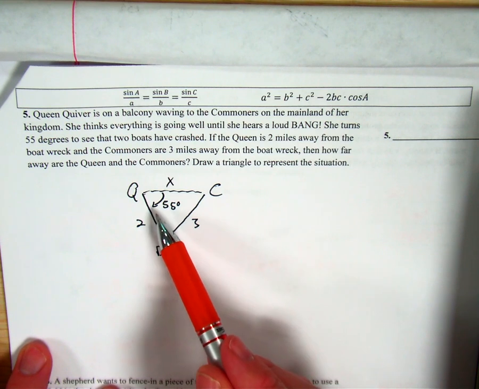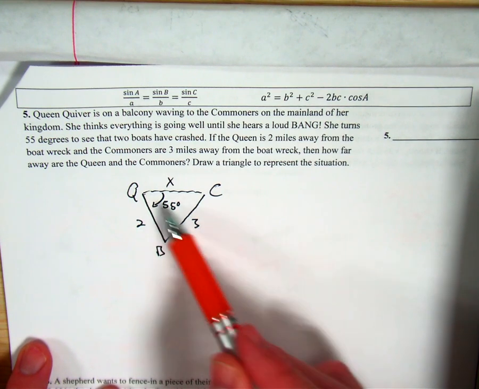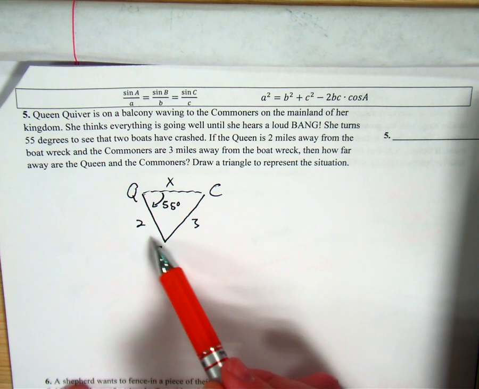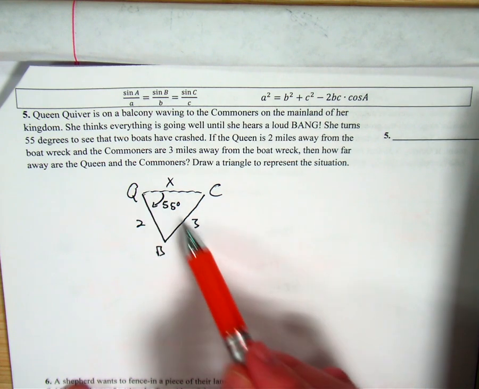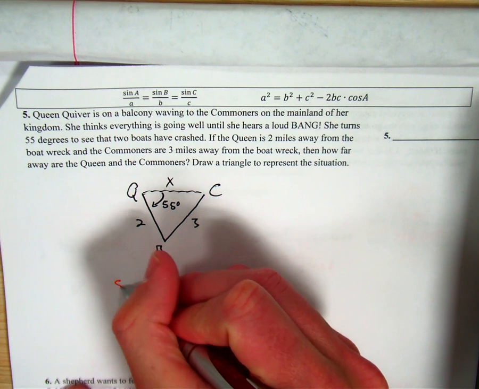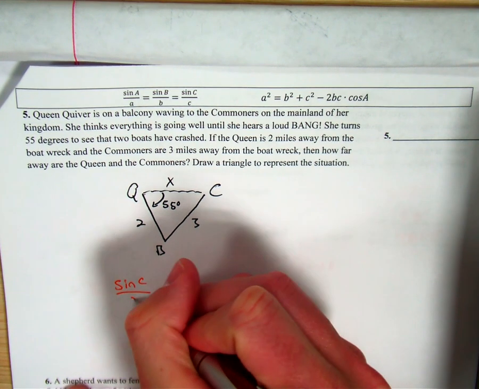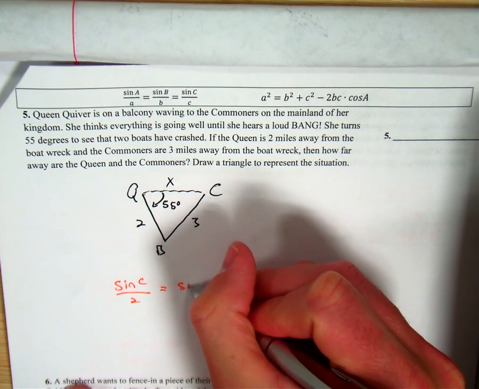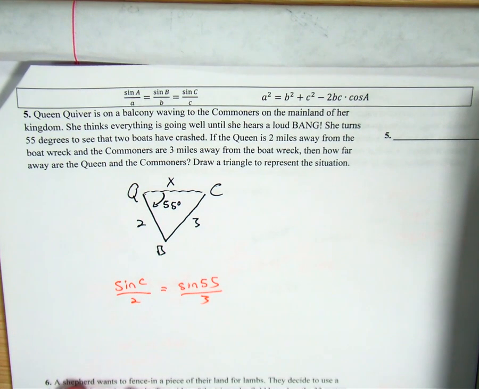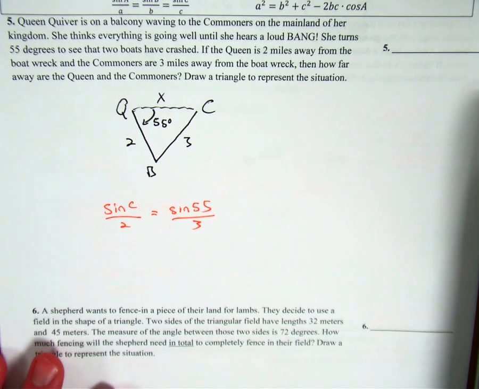So we got 55 degrees across from 3. They got a matching set, an angle and a side. So let's go for law of sines. The only other piece of information we have is side 2 across from C. So we're going to get angle C. Okay, we're going to go ahead and get angle C first.